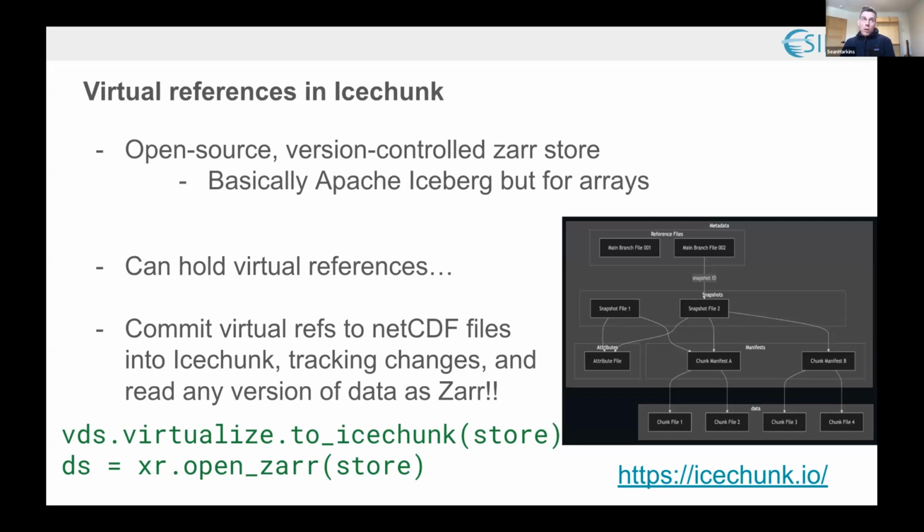But I think Ryan is going to talk next about IceChunk, which is a ZAR-compatible store that they've been working on with Earthmover, which allows us to create version-controlled ZAR stores. So it's essentially Apache Iceberg, but for arrays. I think Ryan can explain this better. But they built in support for this virtual reference concept, so we're able to serialize the virtual references that we generate in virtual ZAR into a store. And we're able to commit virtual refs into IceChunk and track the changes, so we have a readable version of this directly. And so I'll turn it over here to Ryan to talk more about what they're doing at Earthmover.